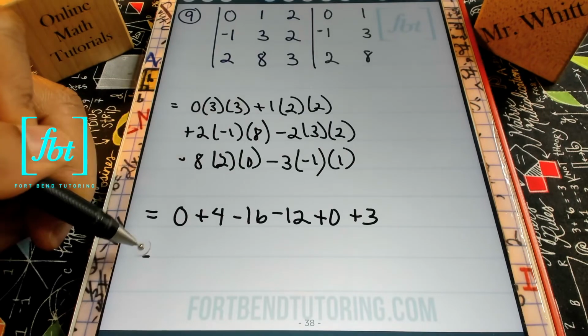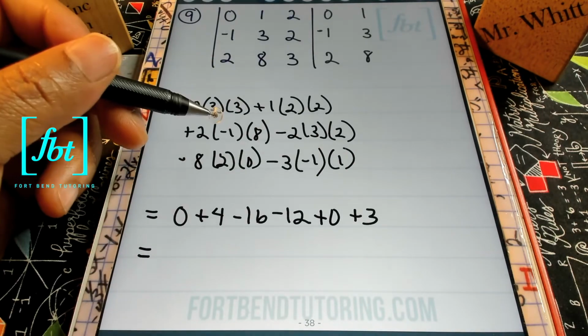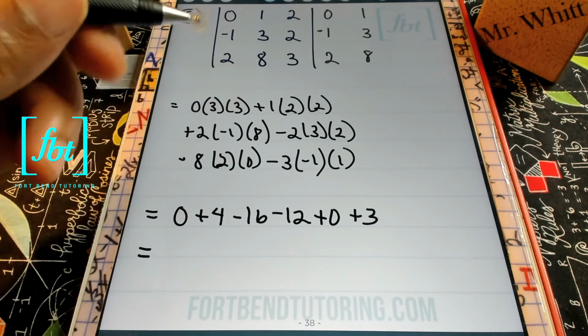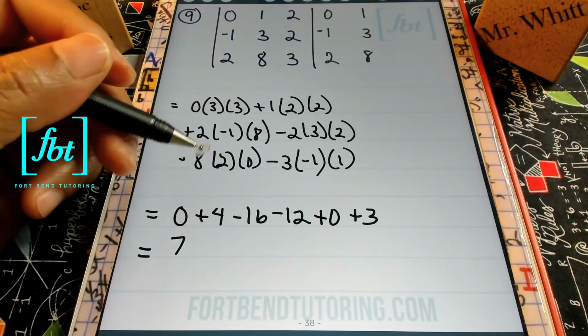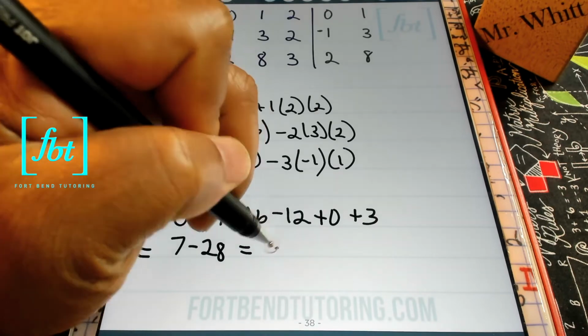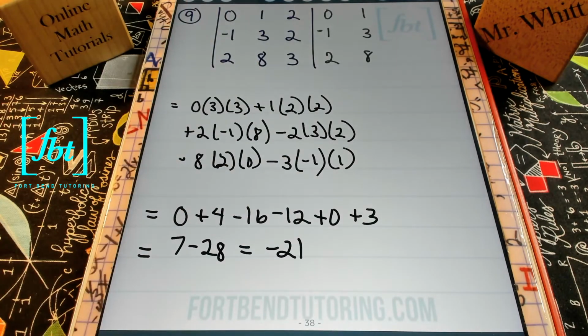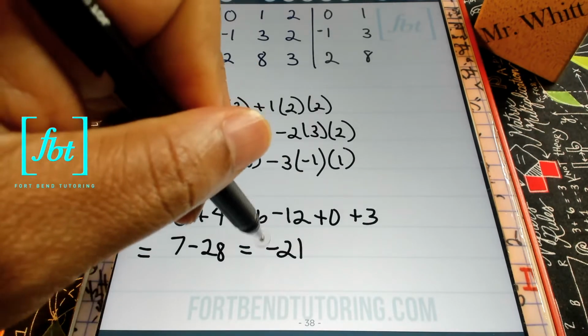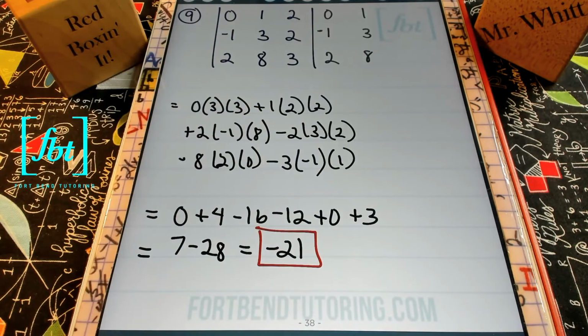From here, let's combine it together. If we combine all of our positives together, you'll have 7. Combining your negatives together, you'll have -28. This gives you a result of -21. Red box it, people. There you go. That was problem number 9 using the multiply and subtract method for a 3 by 3 matrix. There you go. Moving on.